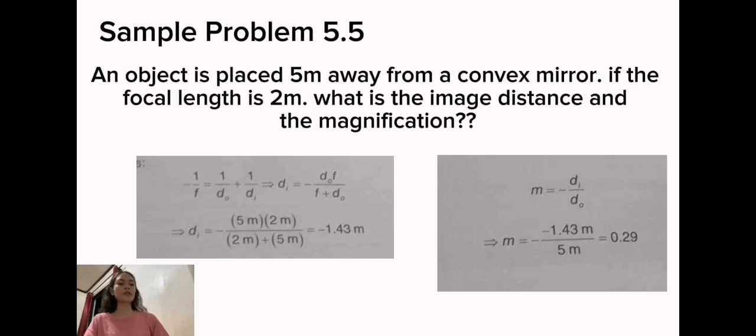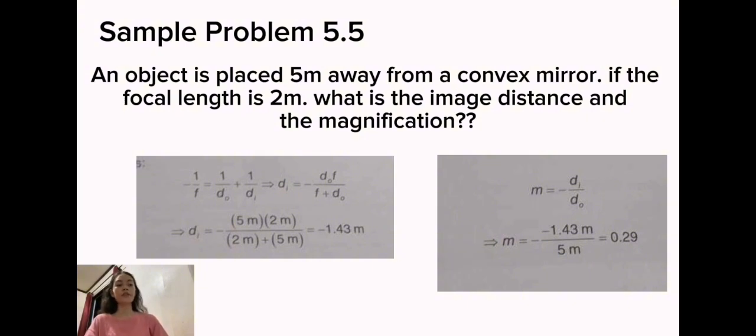For a concave mirror, the focal length is positive. For a convex mirror, the focal length is negative. Now for the given, we have the object distance, d sub O, which is 5 meters, and the focal length is 2 meters. For the solution, the first thing that would come to our mind would be the mirror equation, because it contains d sub I and the other variables that also satisfy the given.